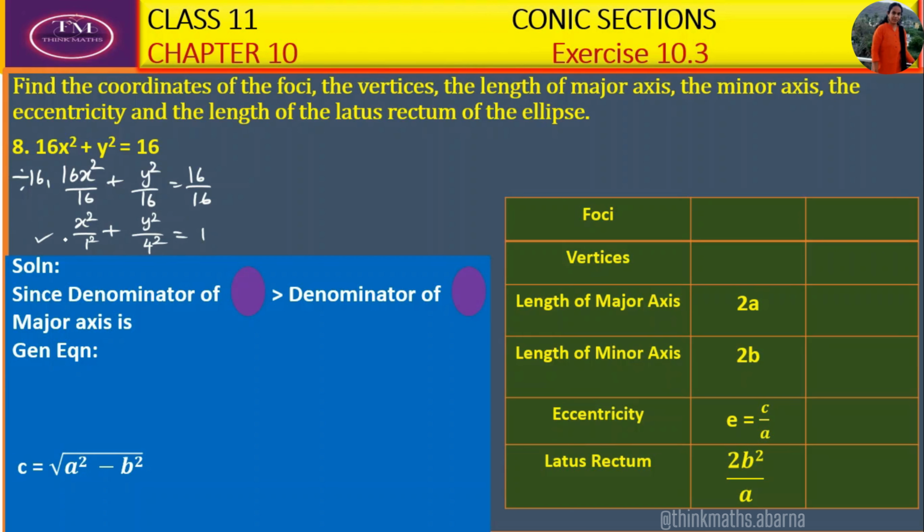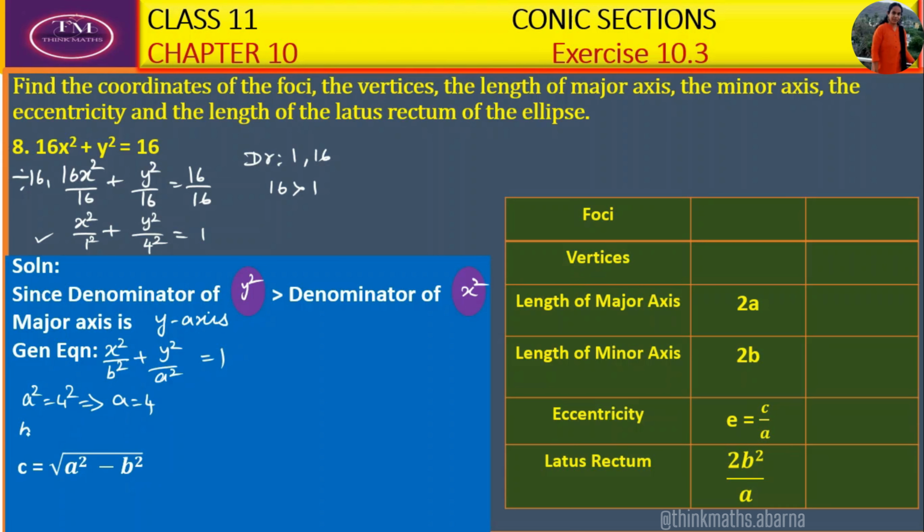Now this is the standard form. Here, what is the denominator? Denominators are 1 and 4 square is 16. 16 is greater than 1. So denominator of y square is greater than x square. Again, the major axis is y-axis. What is the general equation? X square by b square plus y square by a square equal to 1. So comparing this, we get a square equal to 4 square, that means a is equal to 4. B square equal to 1 square, that means b is equal to 1.